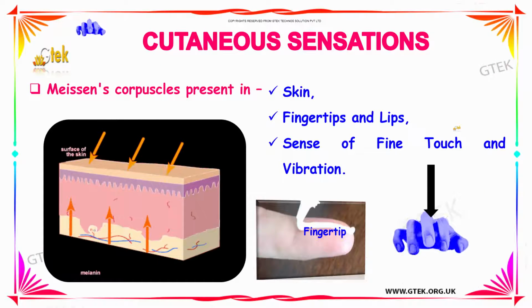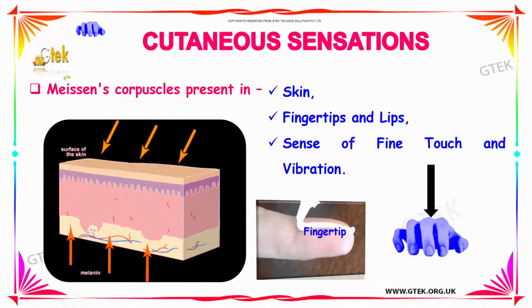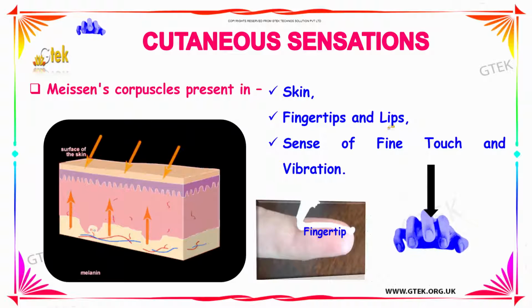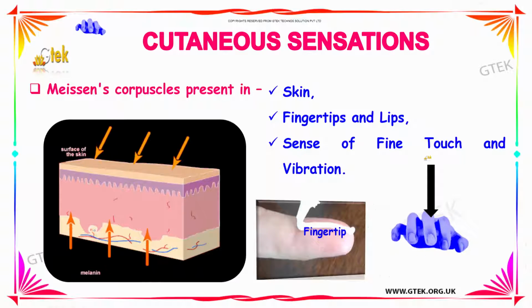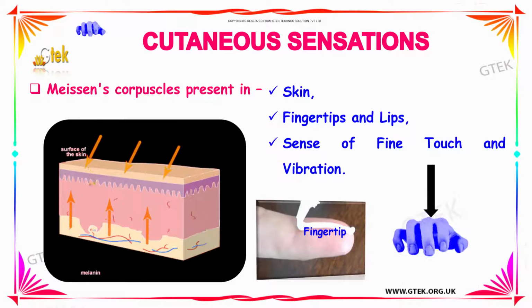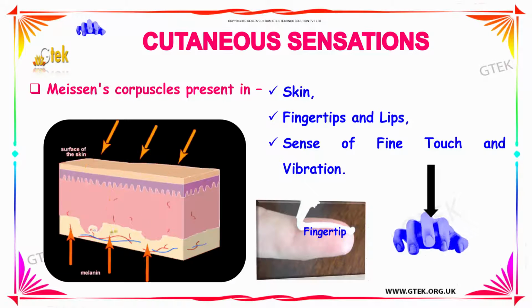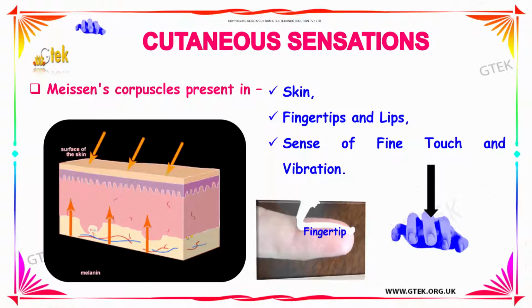Next, we are going to study about the cutaneous sensation. Meissner's corpuscles that are present in the skin, fingertips and lips sense the fine touch of vibration and will transmit the vibration to the nerves that are underlying the skin.